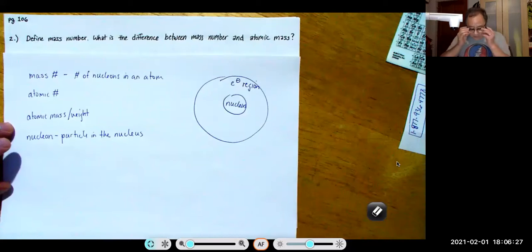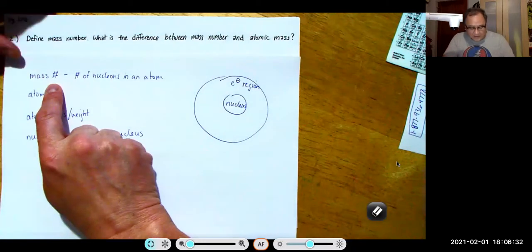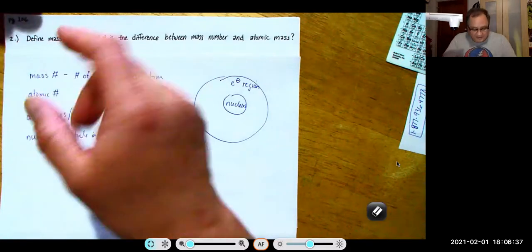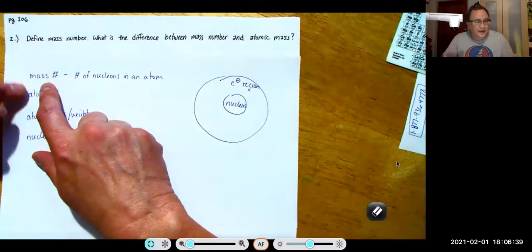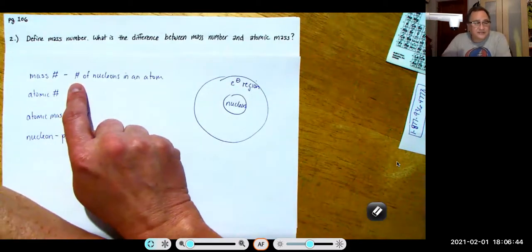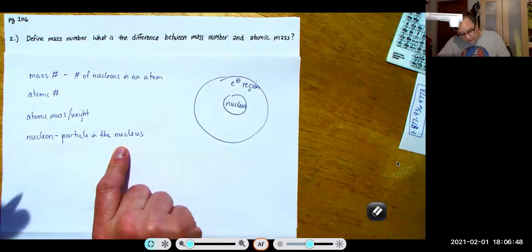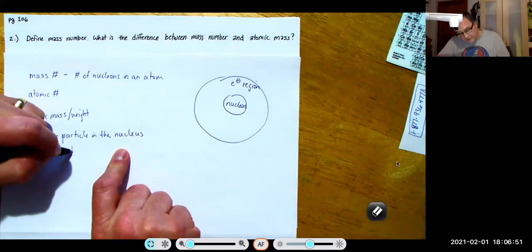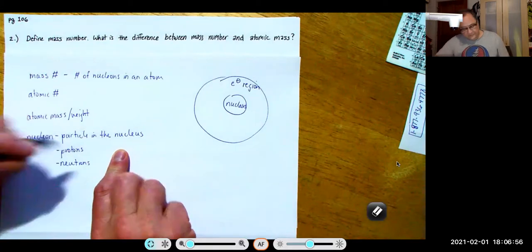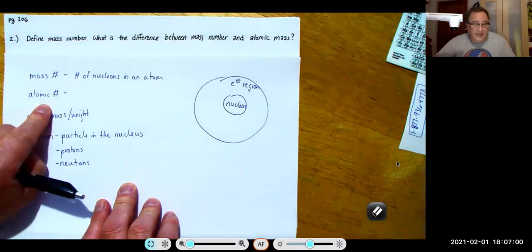All right. So mass number, which is a little confusing because it says mass number and mass is a weight according to us, right? It's really the number of nucleons in the atom. So you count these guys. The particles you can find in the nucleus are protons and neutrons. Okay. So this is not part of the question, but I added it.